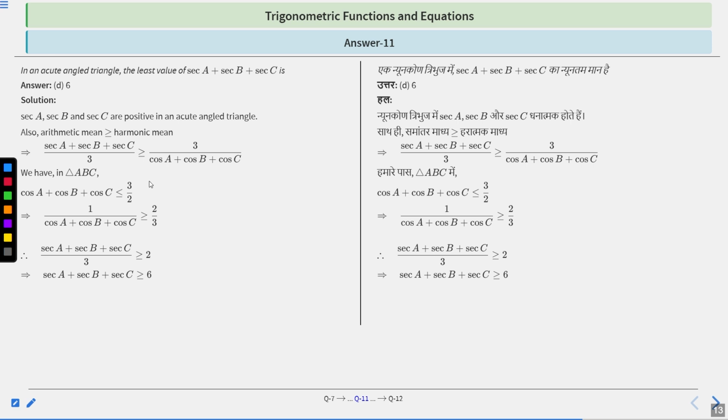We know that. Right. Therefore, if we take the reciprocal, we will get 1 upon cos A plus cos B plus cos C greater than or equal to 2 by 3. Therefore, sec A plus sec B plus sec C upon 3 is greater than or equal to 2. Clear? Therefore, sec A plus sec B plus sec C is greater than or equal to 6. Therefore, 6 is the right answer. Option D is the right choice. Got it?